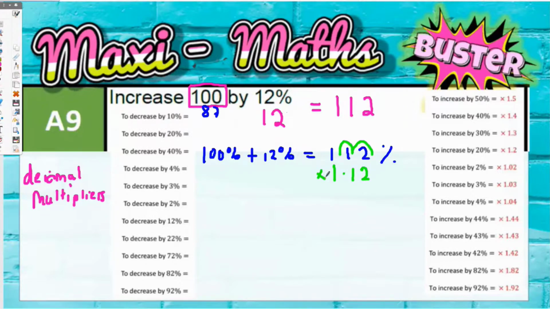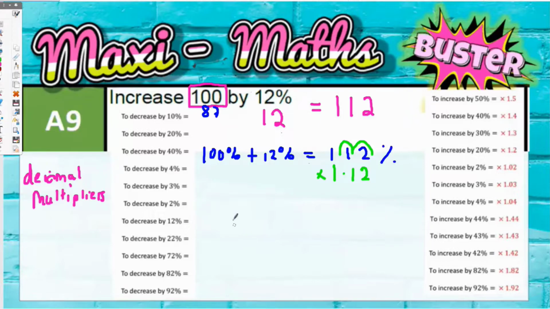So to increase any number by 12%, you can times by 1.12. And this sort of thing is normally on a calculator paper as well. Certainly, if you had a harder number like 87 by 12%, you would do 87 times 1.12.